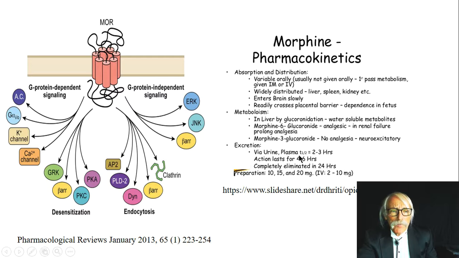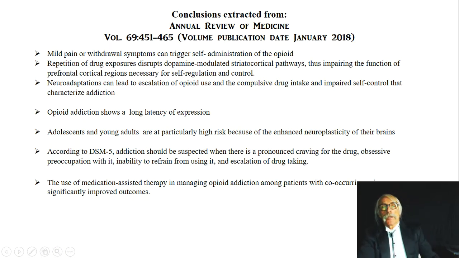Excretion is via the urine. The half-life in the plasma is about 2 or 3 hours of morphine itself. Action can, however, last several more hours because of this degradation product lasting longer. However, within 24 hours, it's usually completely eliminated. The preparation can be down there to milligram level. IV much lower, of course. All right. So conclusions extracted from the annual review paper.